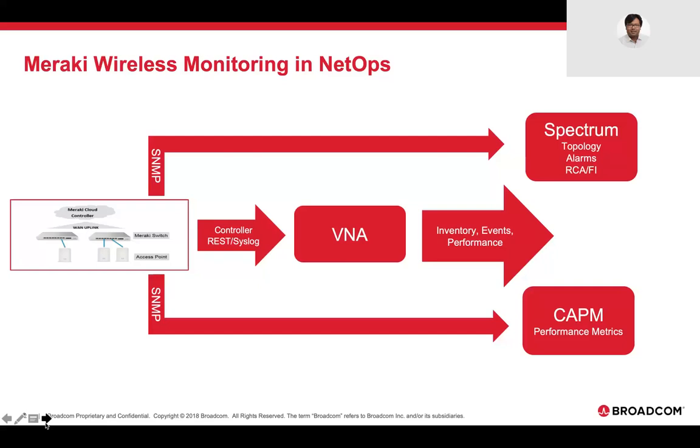But the overall structure being, in this Meraki solution at this point, what we have is fault and performance. Now for fault, again, we rely on our Spectrum, and for performance, we rely on the CAPM. The VNA pushes inventory, events, and performance data into the Spectrum and CAPM, and then you could see the details on the CAPM or the NetOps portal. You can also go for a deep dive into the Spectrum.